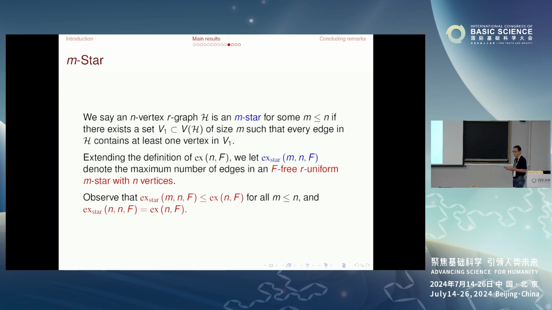Using this one, we can define another Turán number called the star Turán number of F. Okay, we give the example. We use this one. The star Turán number denotes the maximum number of edges in an F-free r-graph that is M-star with n vertices. We just restrict our graph to the M-star graph. It's easy to see that this number is at most the Turán number of F.